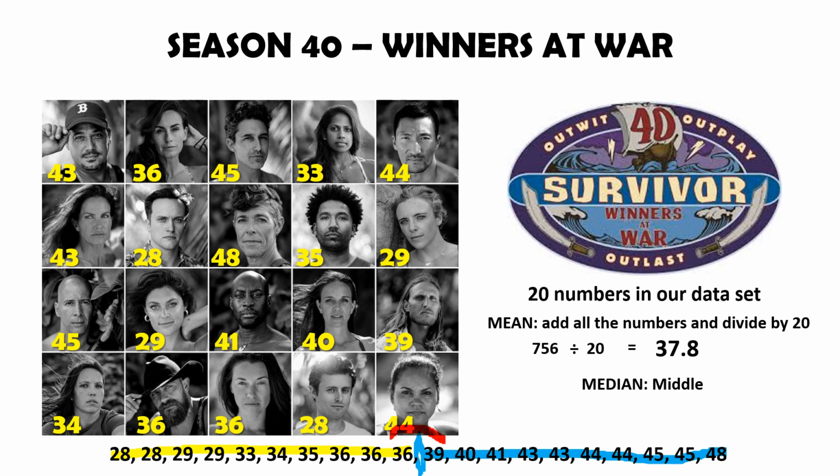So because there's 2 numbers in the middle, to find the median of this set of data, I need to add those 2 numbers together, 36 plus 39, which equals 75, and then divide by 2 to find their average. So 37.5 falls right in the middle of this data. That's going to be our median. Now let's analyze Season 39.